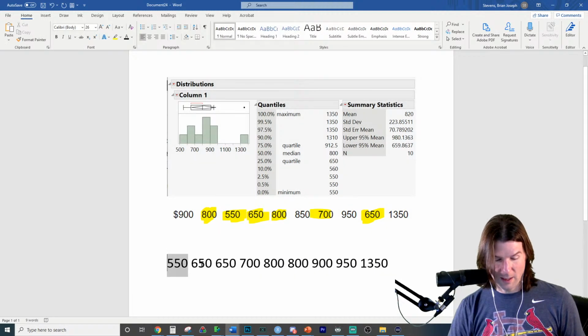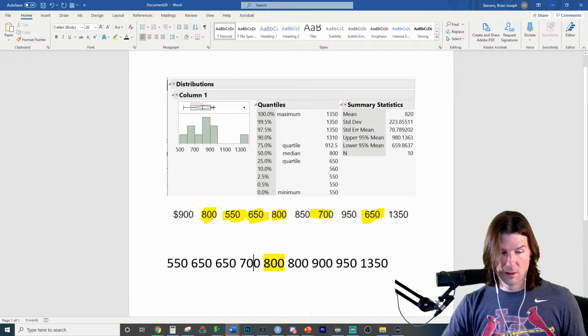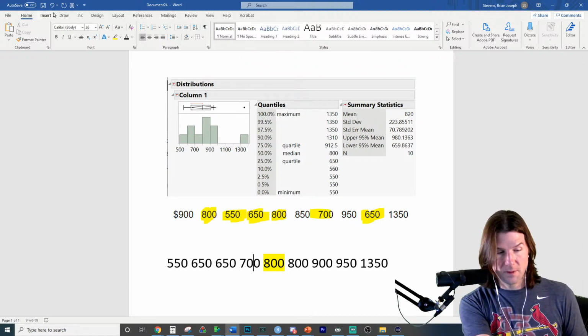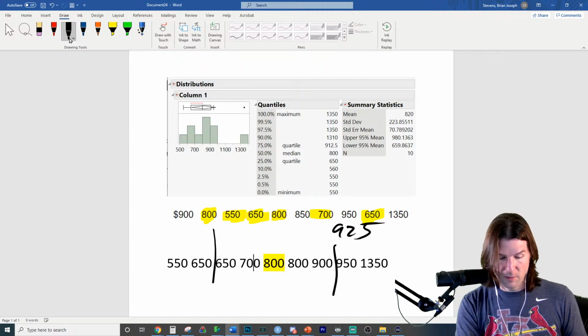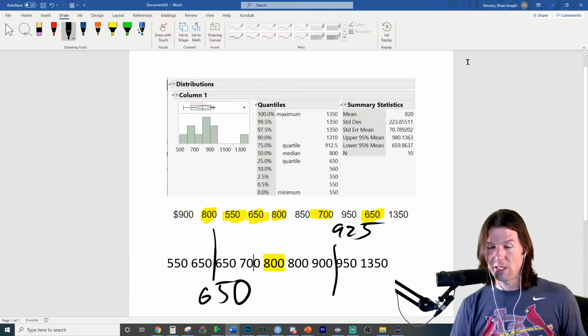And now we have 1, 2, 3, 4, 5, 6, 7, 8, 9. So that makes this the middle number right here. With that being the middle number, this is the way to solve this one right here. Here's the median right here, which is going to be 925. And here's the median right here, which is going to be 650. 650, 925.